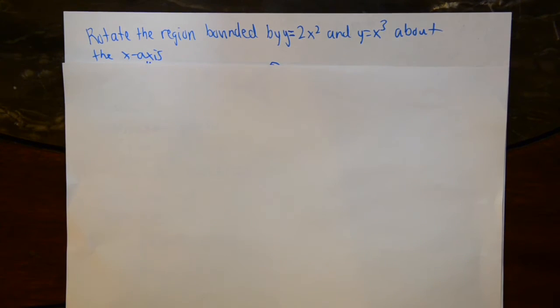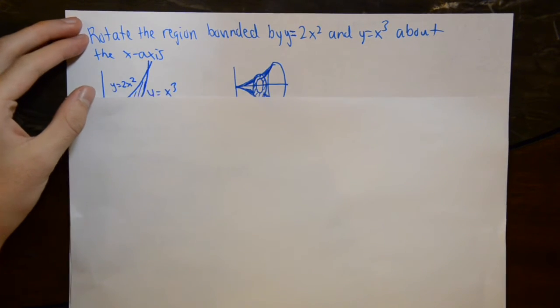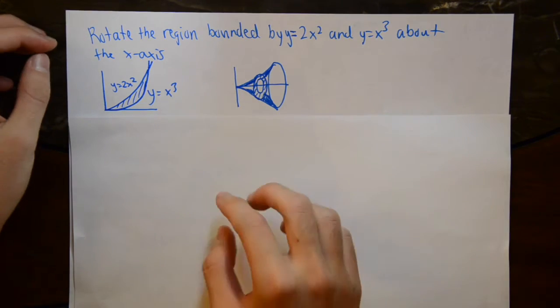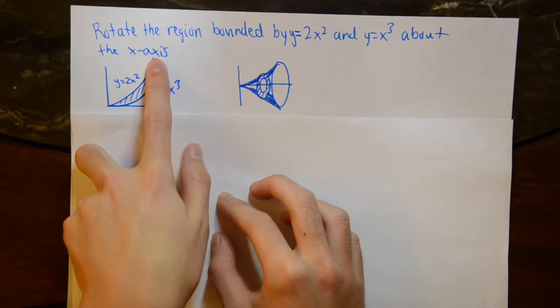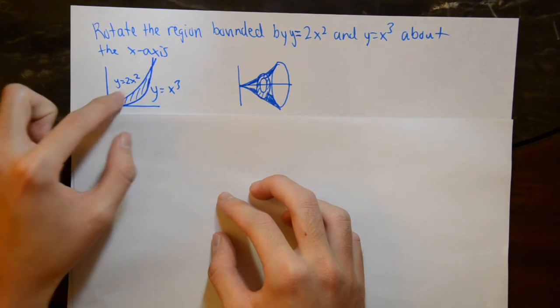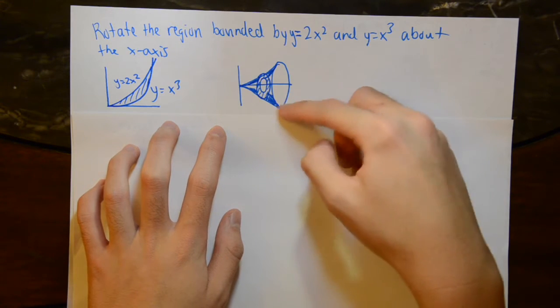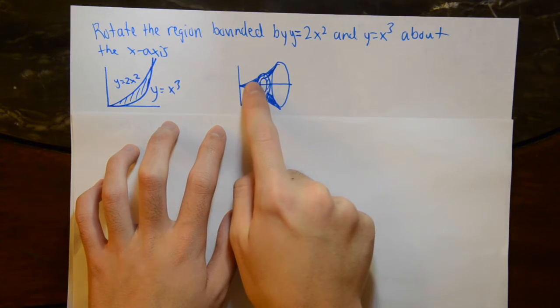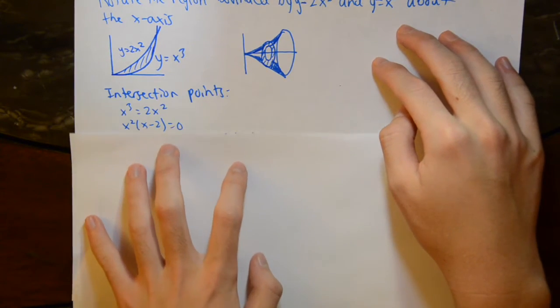So our next problem is rotate the region bounded by y equals 2x squared and y equals x cubed about the x-axis. So again, we want to sketch out the problem first. We have y equals 2x squared and y equals x cubed. And this is the region that's bounded. And when you rotate about the x-axis, you'll get something that looks like this. And take note that it's hollow on the inside.